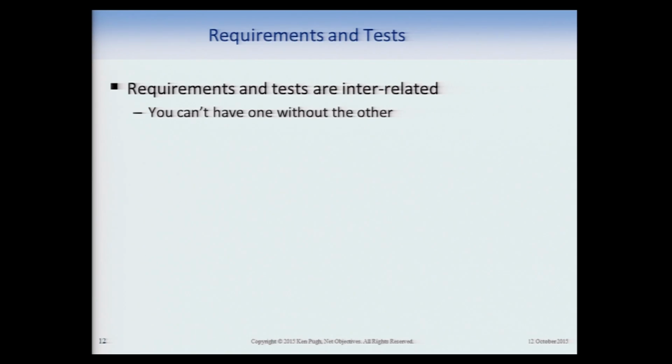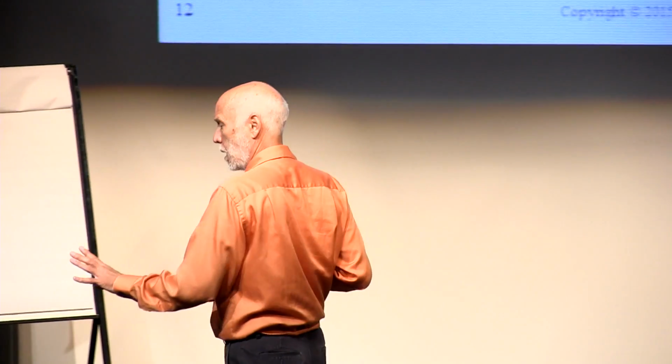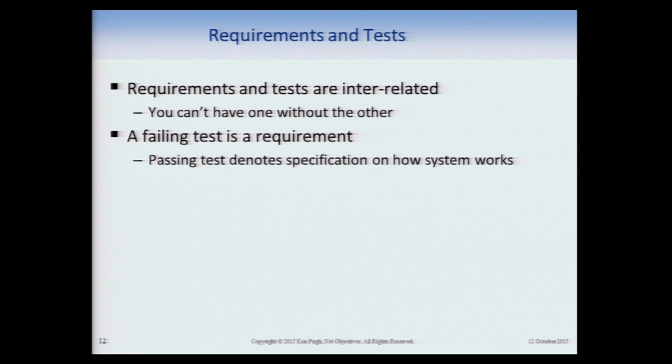So requirements and tests are absolutely interrelated. A requirement needs a test to test that requirement, and a test should be against the requirement. So they go together. In addition, a failing test is a requirement. If you are not going to ship a system because a test is failing, it is a requirement that the system has not yet met. So testers, when you write a test, it is not a test. It is a requirement. And the passing tests, the sum of all those tests, is a specification of how the system works.